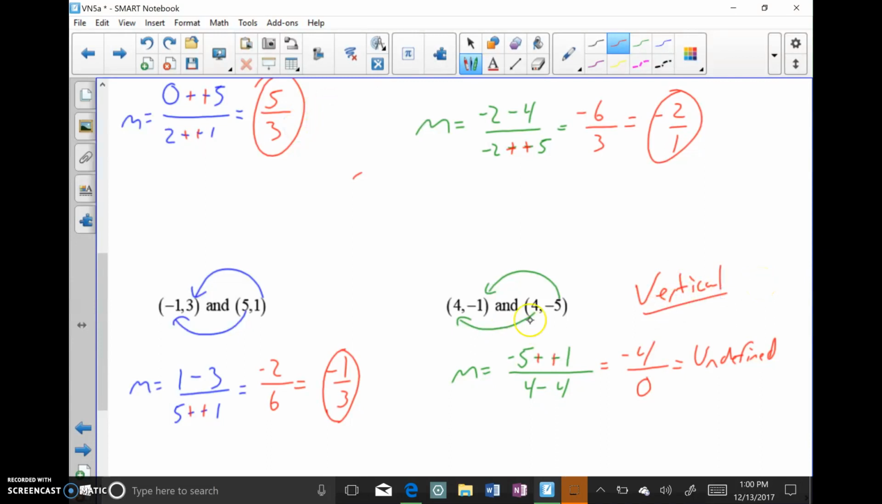We can also see that if we were to plot these points on a little sketch. Here's 1, 2, 3, 4. Well, 4, -1, and 4, -5. They have the same x value, so they're going to be on top of each other. It's going to be a vertical line. It's also not a function when it's a vertical line.